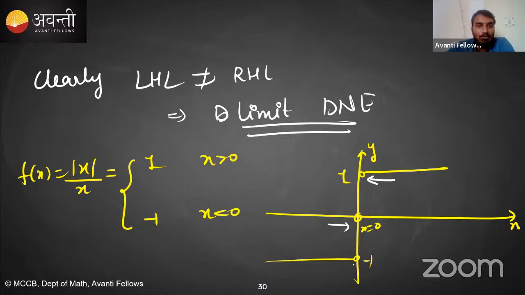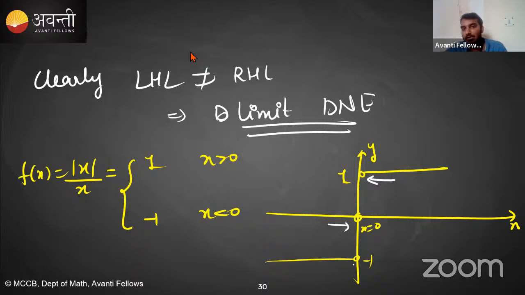Tell me quickly in the chat box. How many of you understood? So left hand limit is clear, right hand limit is clear. So from the graph also you are able to tell how to find the limit, right? Just see, when I approach from the left hand side, where the graph is going. When I approach from the right hand side, where the graph is going.